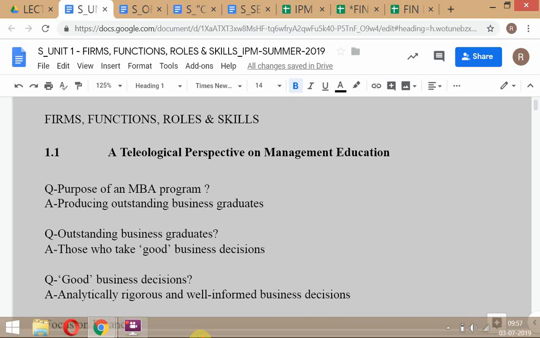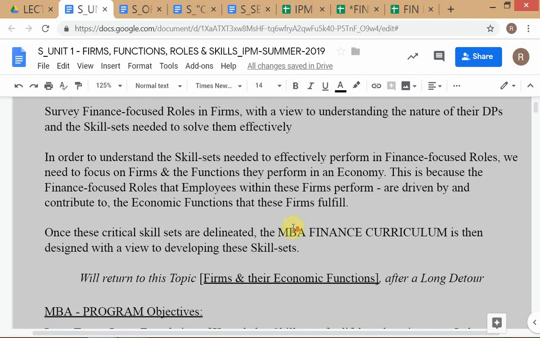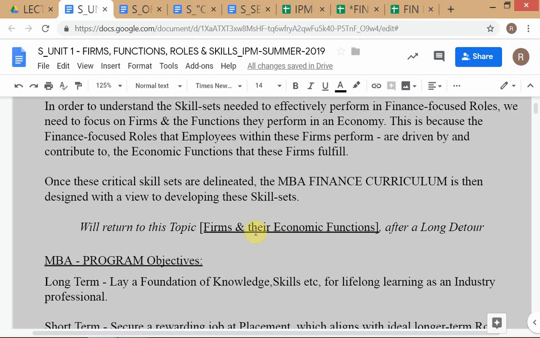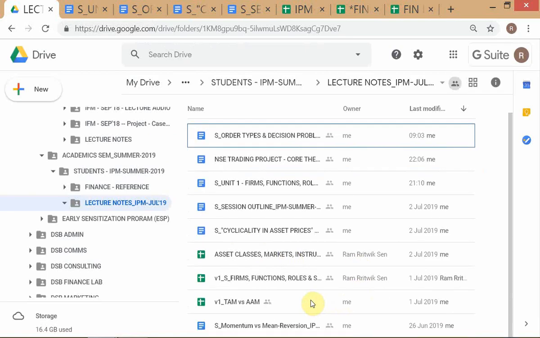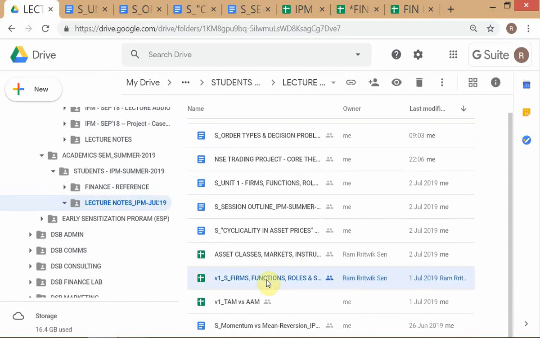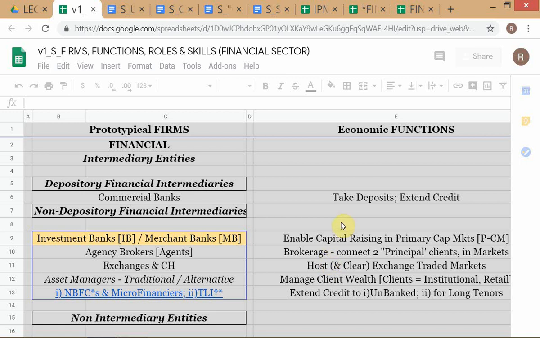So you can go through this. I'm not going to spend too much time on it. Essentially what I have done is, you will find that there is a spreadsheet in your notes. You can start looking at it if you have extra time. You will see a spreadsheet here like this, which essentially gives you the layout of the financial sector, the landscape of the financial sector.